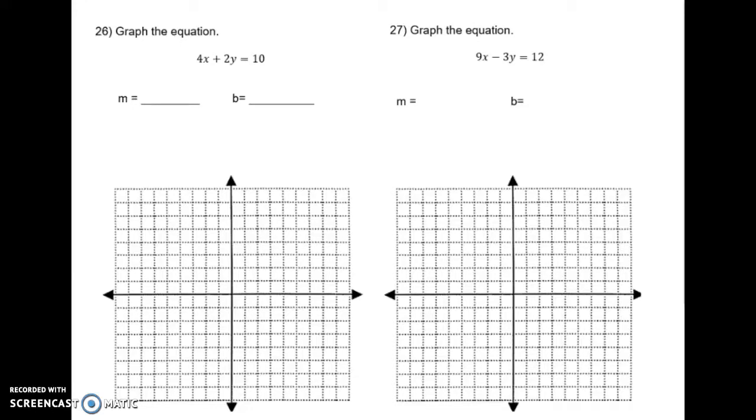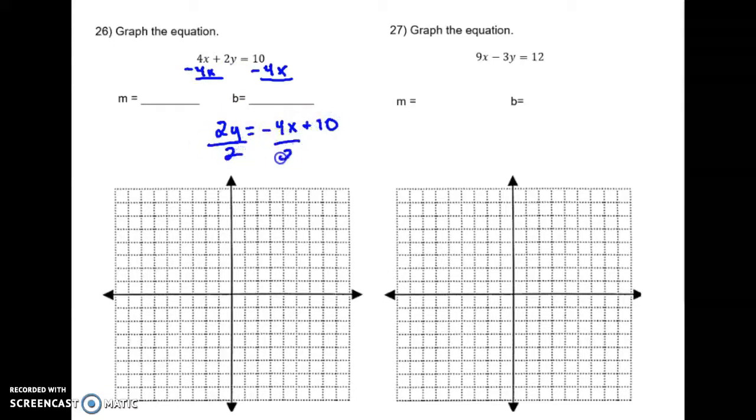Okay, guys, continuing on number 26. To graph the equation, we are looking for our slope and a y-intercept. So let's start by putting it into slope-intercept form. I'm going to subtract 4x from both sides. And when I do that, I've got 2y is equal to negative 4x plus 10. So I'll divide everything by 2, both sides. I end up with y is equal to negative 2x plus 5.